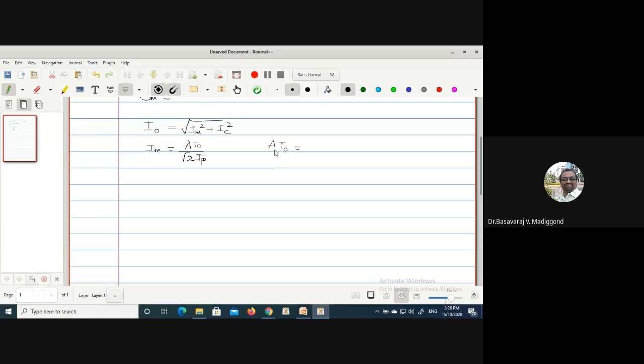You need to calculate AT naught, no? So how do you calculate AT naught? This is reluctance multiplied by flux. This is your MMF, magnetizing MMF. Reluctance multiplied by flux. Then how do you calculate reluctance? The inverse of permeance is reluctance, isn't it?